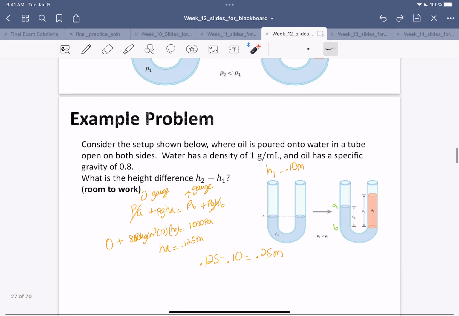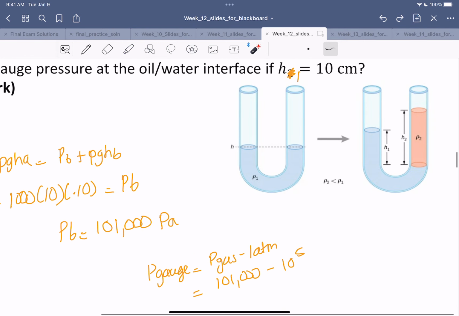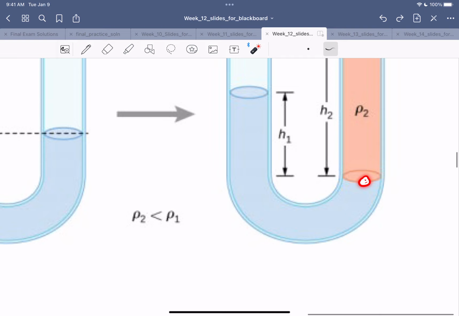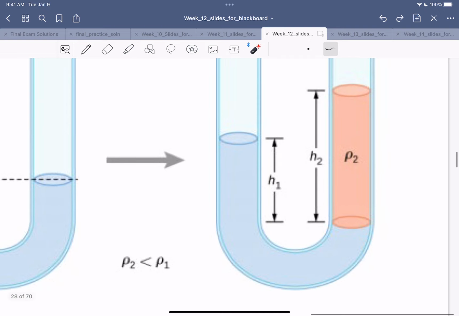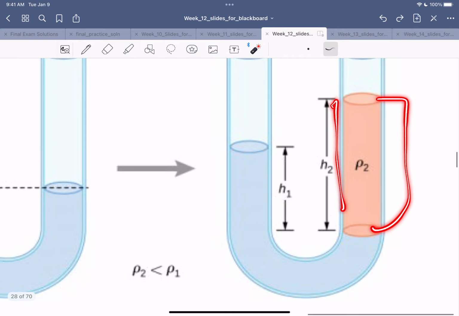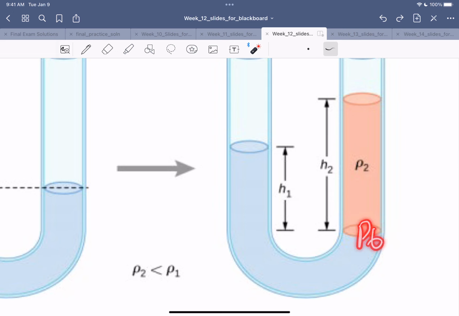Now, if we go down here, right, we're looking at the gauge pressure at the bottom here. Our issue is that we don't know the height yet. We don't have access to the information about the height 2. We do know the height 1. Well, how can we figure out the pressure here if we don't know the height of this column here? If we don't know H2, how can we figure out the pressure here?